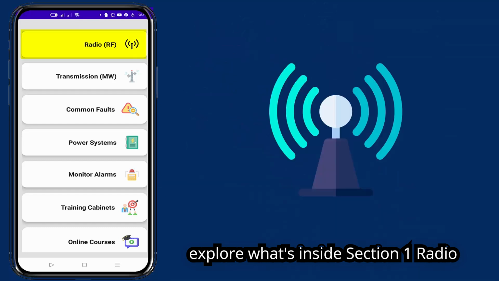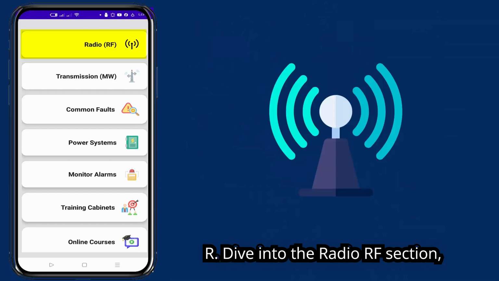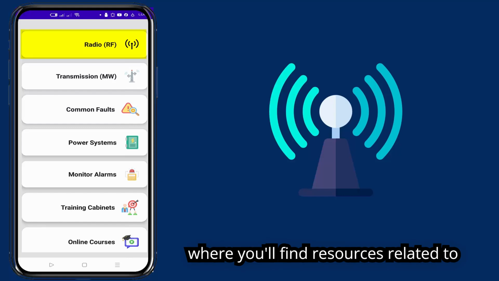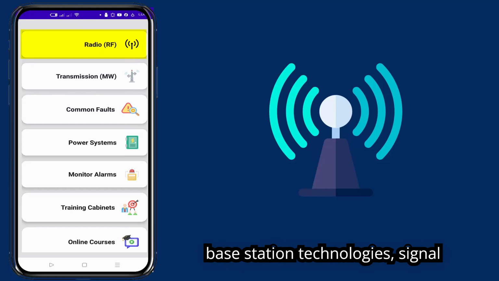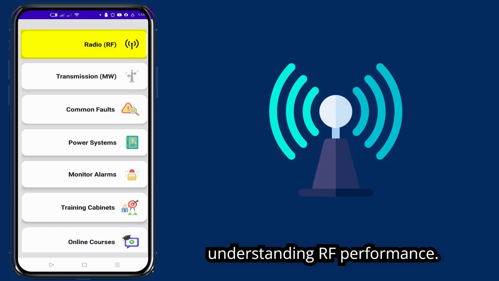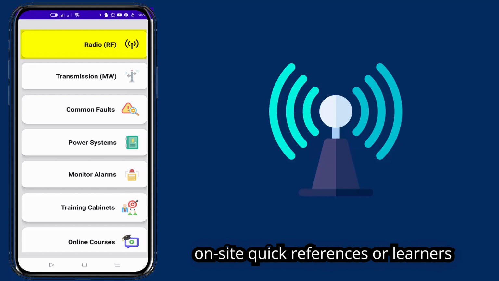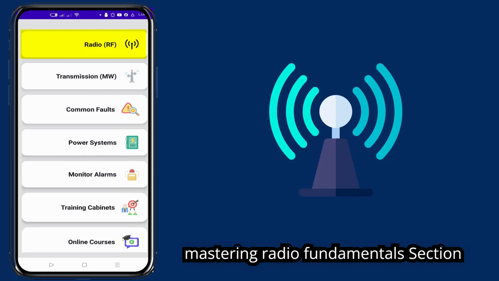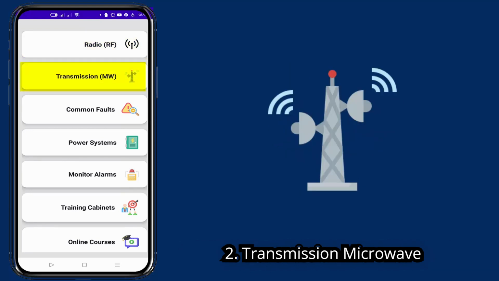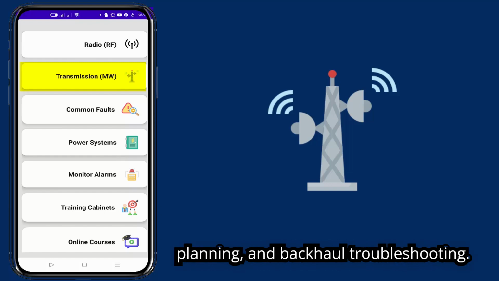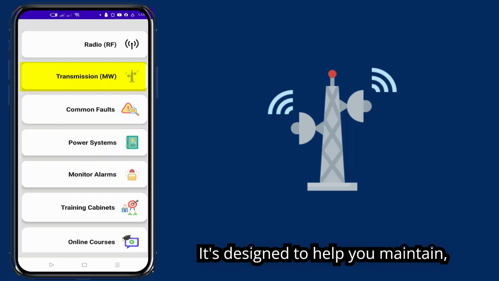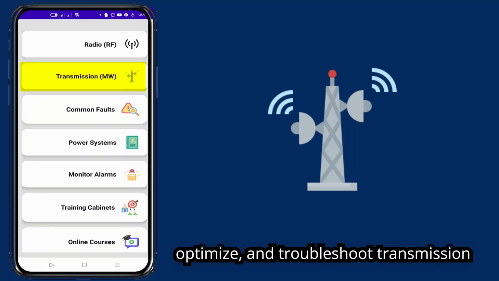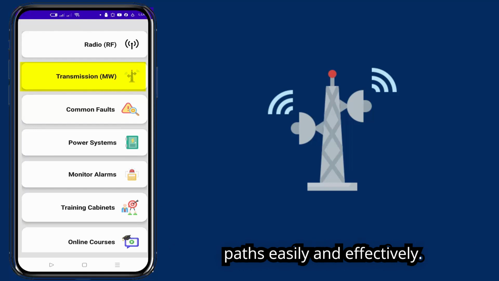Let's explore what's inside. Section 1, Radio RF. Dive into the Radio RF section, where you'll find resources related to base station technologies, signal flow, and practical tools for understanding RF performance. Perfect for field engineers needing on-site quick references or learners mastering radio fundamentals. Section 2, Transmission MW. In the Transmission MW section, access critical content related to microwave links, line-of-sight planning, and backhaul troubleshooting. It's designed to help you maintain, optimize, and troubleshoot transmission paths easily and effectively.